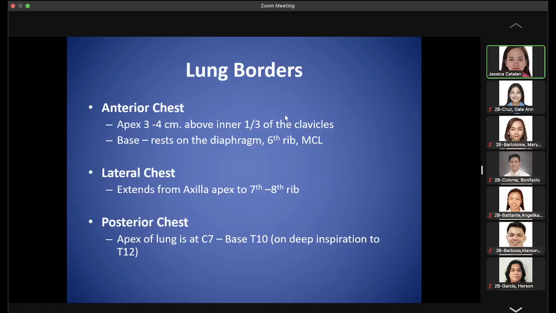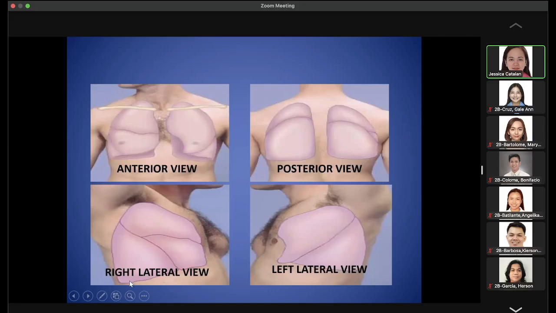Lung borders. So why do we have to know the lung borders? Of course, para ma-identify natin kung may abnormality, no? Usually, it's a mirror image, right and left. So kung magko-compare tayo and magkaiba yung findings, then we know na may abnormality sa side na to. Okay, so let's check the border: anterior chest, lateral, and posterior.